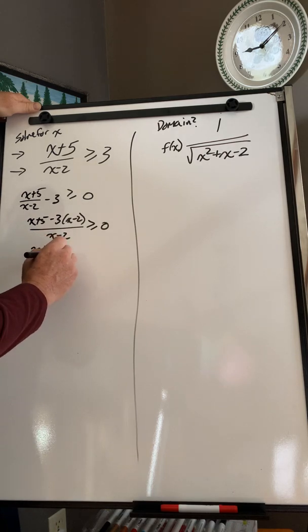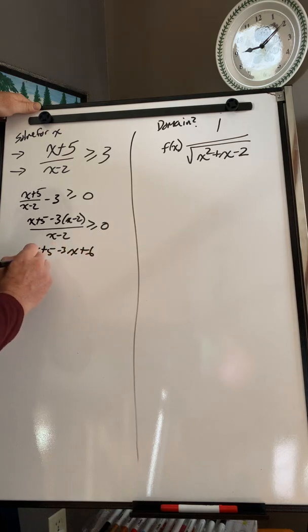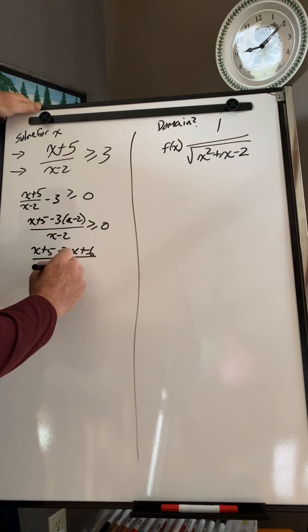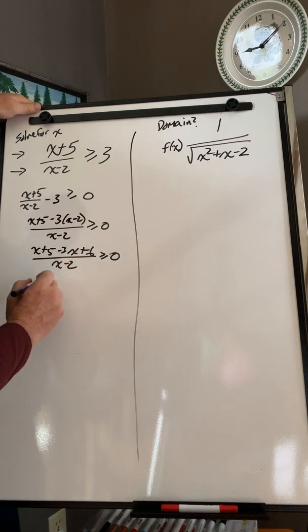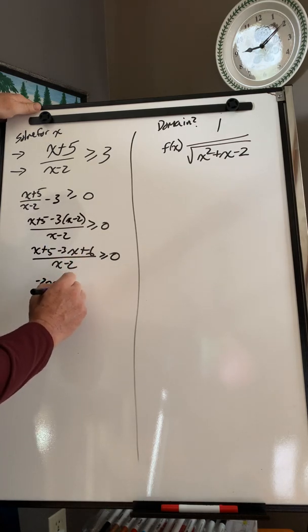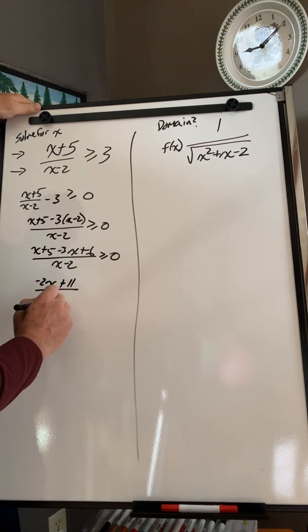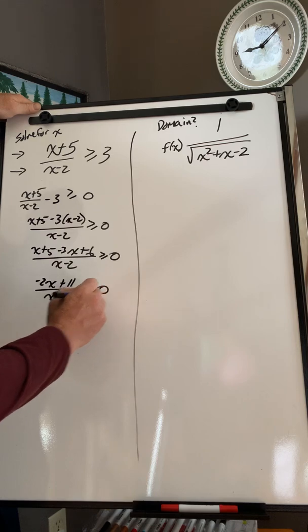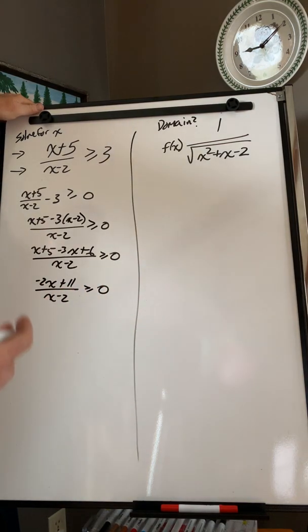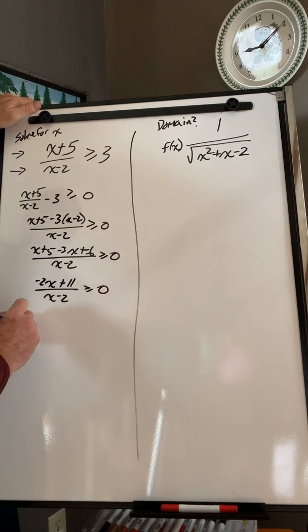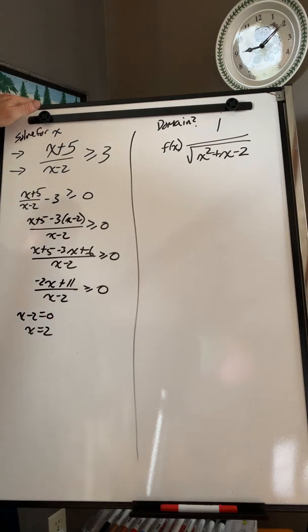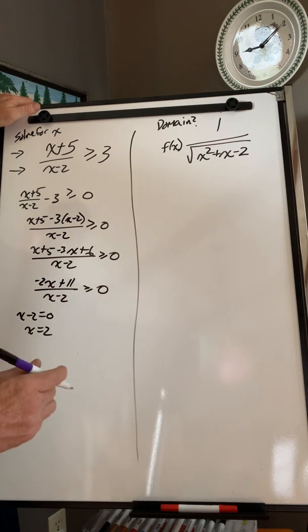x + 5 - 3x + 6, because I'm going to get rid of the brackets by expanding, all over x - 2, greater than or equal to 0. I'm going kind of quick because I need to make them short, I think. Combine like terms: (-2x + 11)/(x - 2) greater than or equal to 0. Now that we're at this point, we can find our critical values. So x - 2 equals 0. When x is equal to 2, we have an undefined spot because the denominator cannot equal 0.